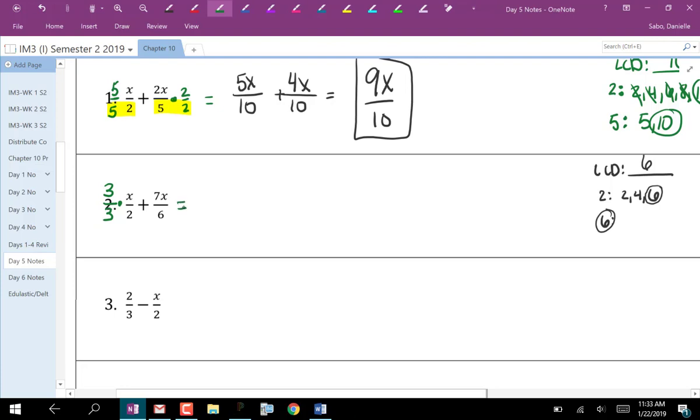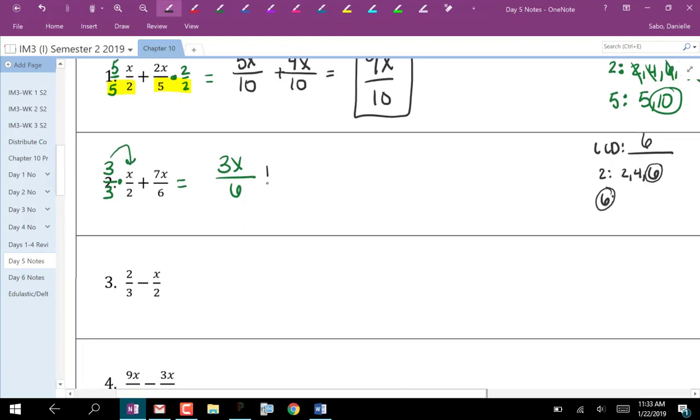And then we can just do it. 3 times x gets me 3x. And I know it's going to be over 6. Whatever your LCD is, that's what it's going to be over. Or you can do it: 3 times 2 gets me 6. Then this guy is going to be the same. We didn't do anything to him, so I'm going to write him in black so we can see that we didn't do anything to that guy. And now again, we're back to where we started. 3x plus 7x gets me how many x's? 10x. And over 6.